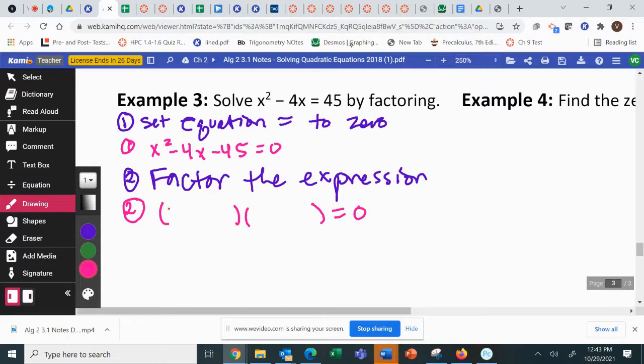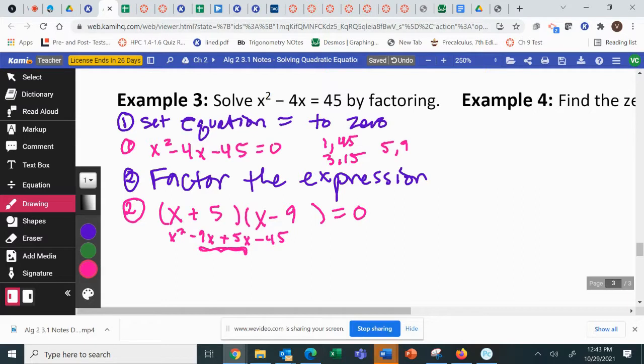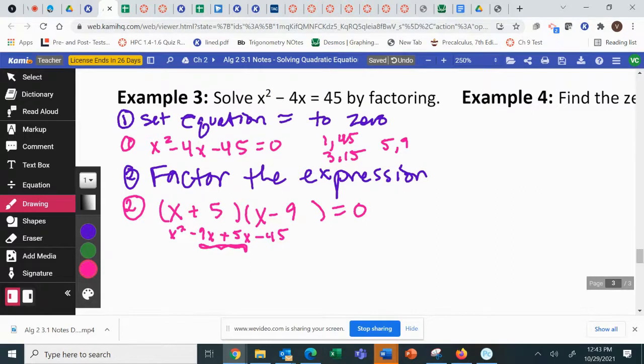All right, so we know that it has to start with an x. What do we know about the signs? There's got to be one of each. Plus, minus, that's the only way we're getting a negative 45. So then we go through. 45 could be 1 and 45. It could be 3 and 15. It could be 5 and 9. Anybody want to guess? 5 and 9. Okay. So if I put a 5 here and I put a 9 here, I got to check it. So x squared minus 9x plus 5x minus 45. Does the middle equal negative 4? Yes. Okay. And we've done it correctly. That's step 2.